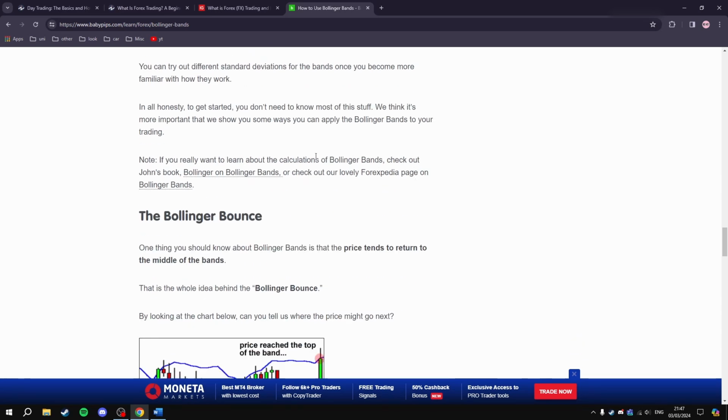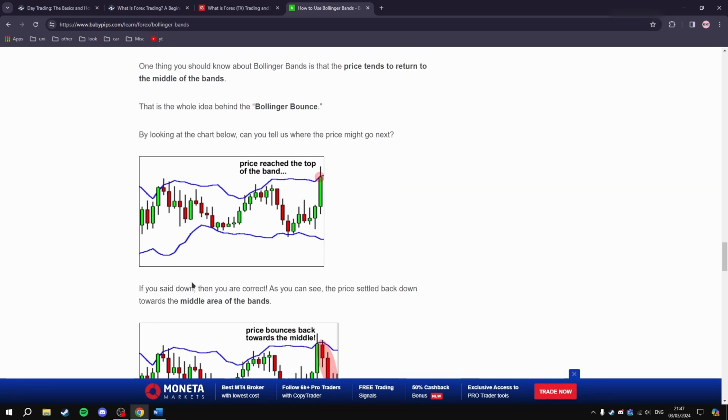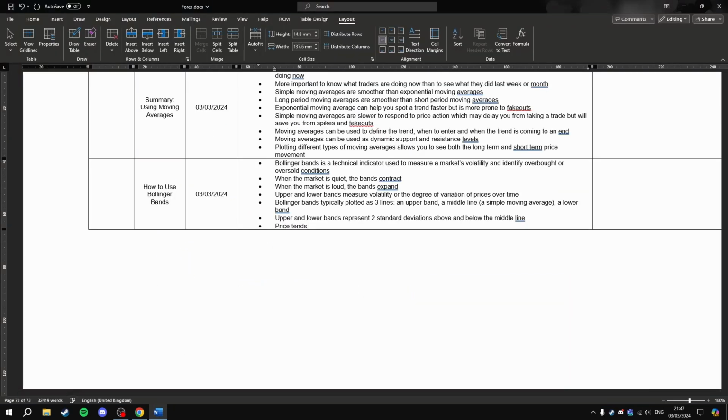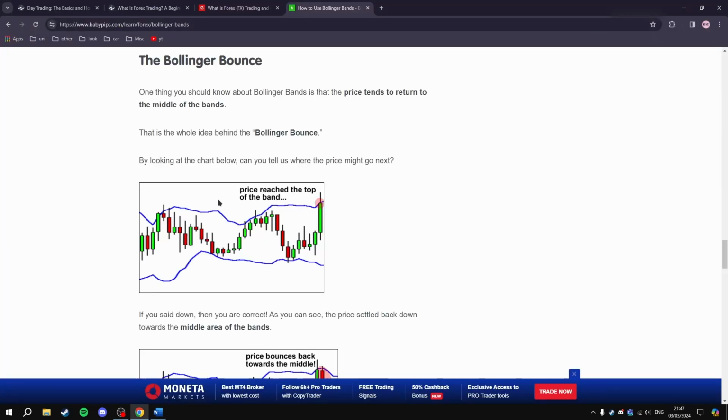Forexpedia. Okay, the Bollinger Bounce. One thing you should know about Bollinger Bands is that the price tends to return to the middle of the bands. That is the whole idea behind the Bollinger Bounce.